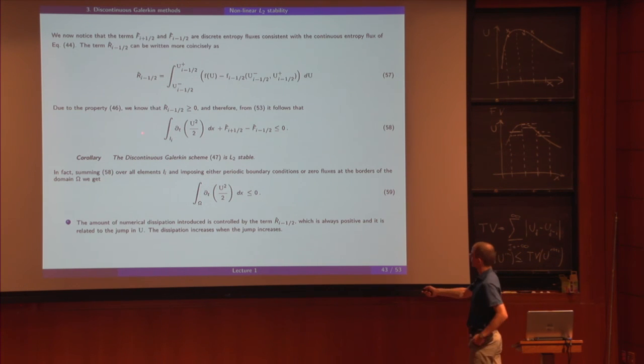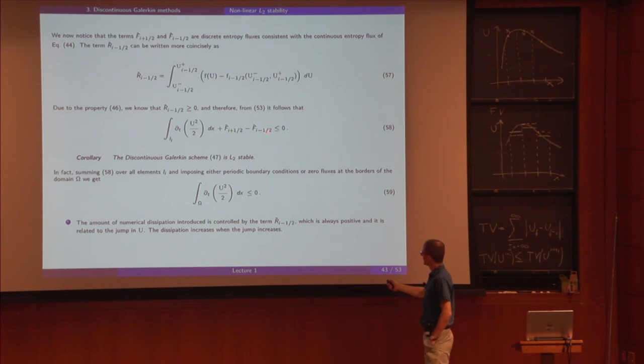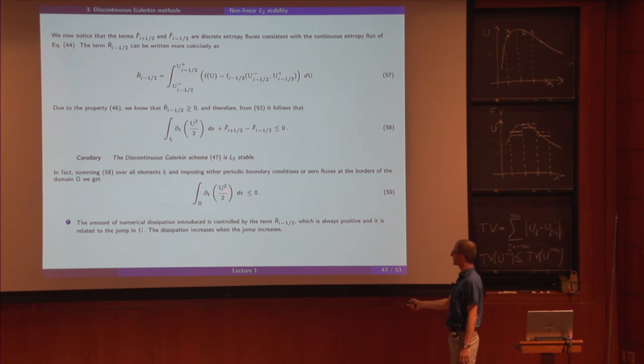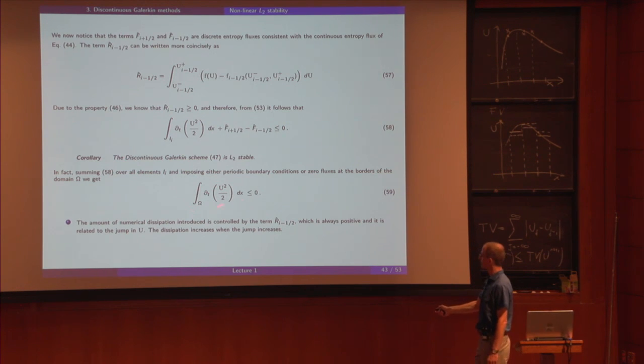If you integrate it over all the computational domain, the summation of all these terms will cancel. If you use periodic boundary conditions, then everything is fine even at the border. And you get the final result, the so-called L2 stability condition. The time evolution of u square half integrated over the whole computational domain does not grow.